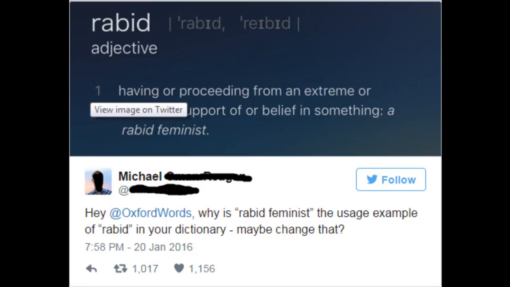So I understand the basic premise of this intersectionality bollocks. But what it's doing is it's saying that we're not even allowed to have the discussion anymore. We're simply right and you are wrong. And that is the very definition of an extreme or fanatical belief in something.